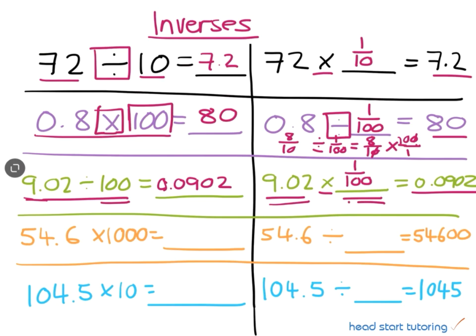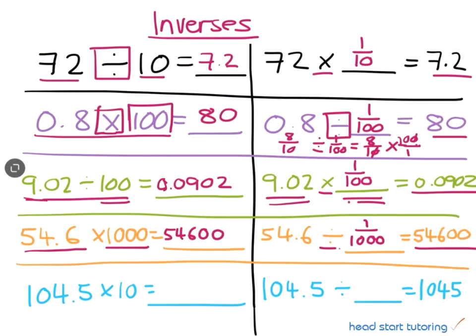Let's have a look at 54.6 multiplied by 1000. That will give us an answer of 54600. Now, what are we going to divide 54.6 by to get that same answer? We are going to divide it by its inverse, which is 1 over 1000. So 54.6 divided by 1 over 1000 will give us the same answer as when we multiply 54.6 by 1000.